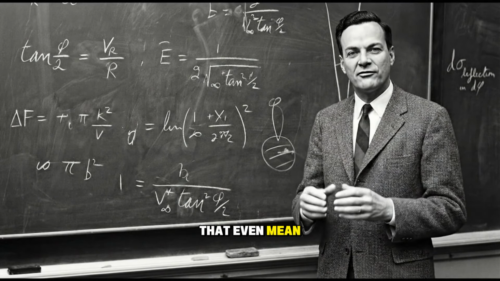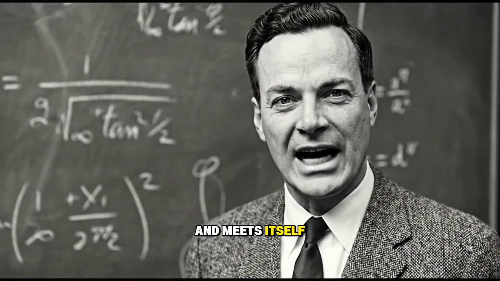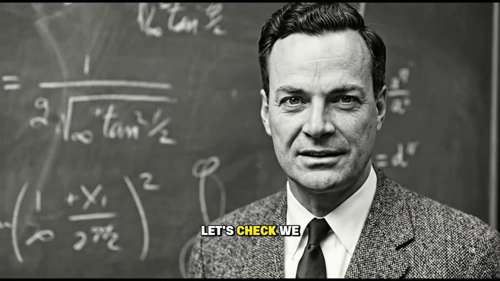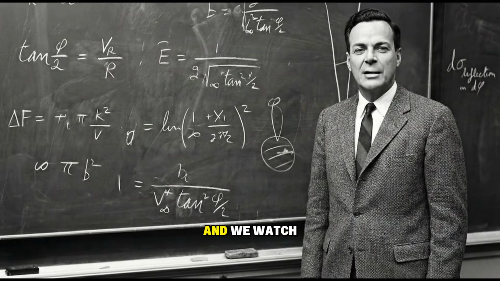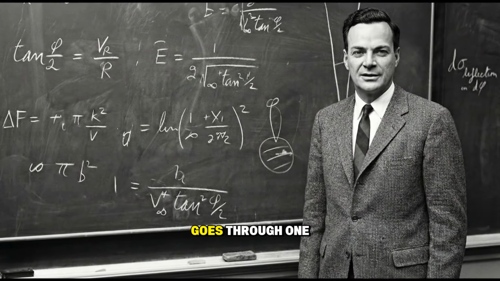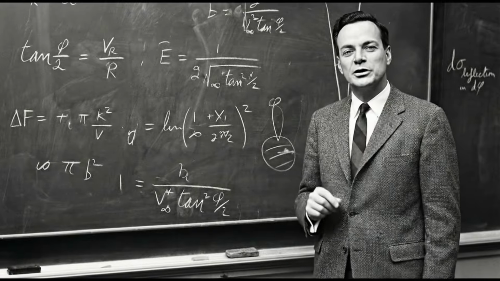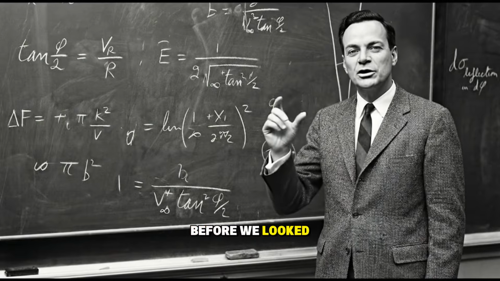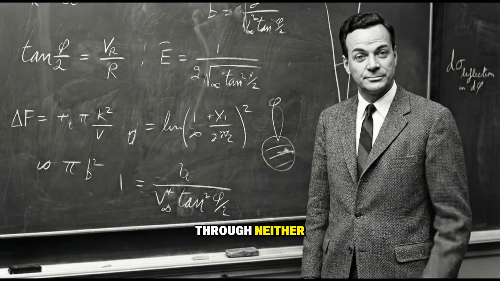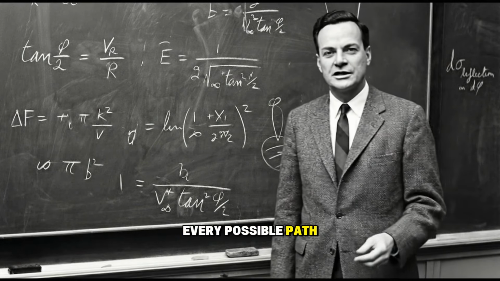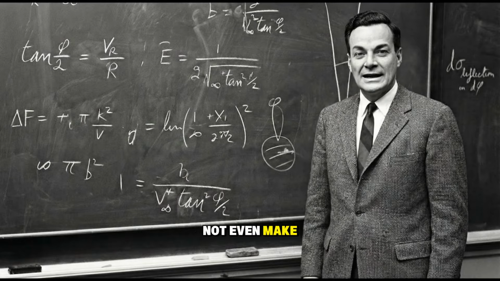Now, what does that even mean? Well, maybe the electron splits in half, goes through both slits, and meets itself on the other side. Let's check. We put a little detector at the slits to see which way each electron goes, and we watch. Every single electron goes through one slit or the other. But wait, that's strange. Before we looked, where was the electron? Did it go through both slits? Did it go through neither? Did it take every possible path at once? We don't know. And more importantly, the question might not even make sense.